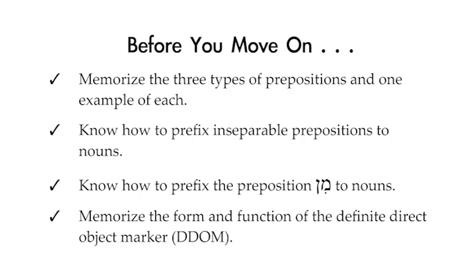Third, know how to prefix the preposition men to nouns, especially the way in which the noon assimilates and the way in which the assimilated noon can be rejected by guttural consonants. Finally, memorize the form and function of the definite direct object marker. It's not that hard. There's no translation value, only grammatical value. And this brings us to the conclusion of our study of prepositions and the definite direct object marker in this chapter.